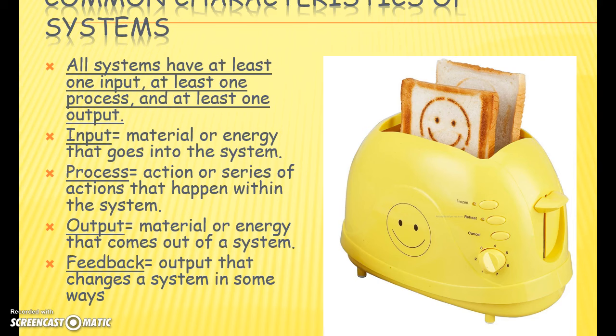Feedback doesn't always occur, but it's an output that changes the system in some way. For a toaster, there is feedback: when the toast reaches a certain temperature, there is a part of the toaster that records that heat. When it gets to a certain point, it stops toasting. That feedback changes the system because it stops the process. Not all systems have feedback, but many do.